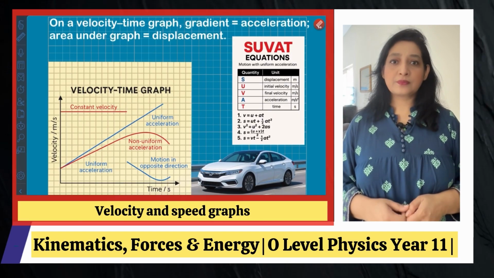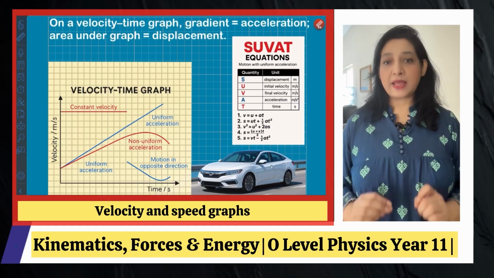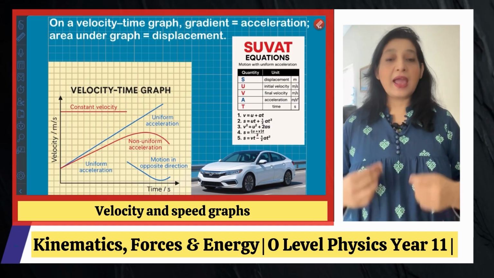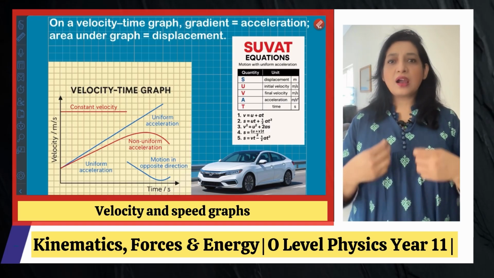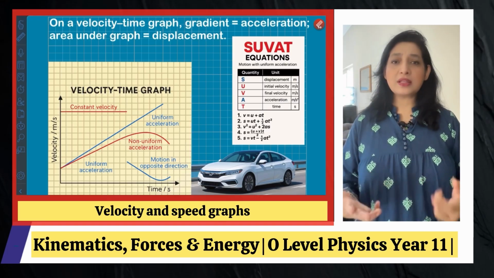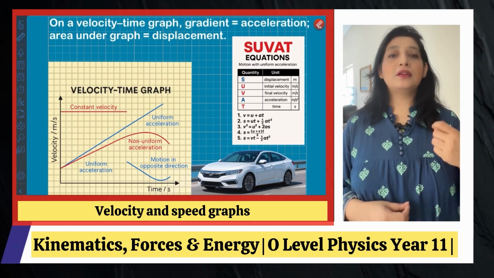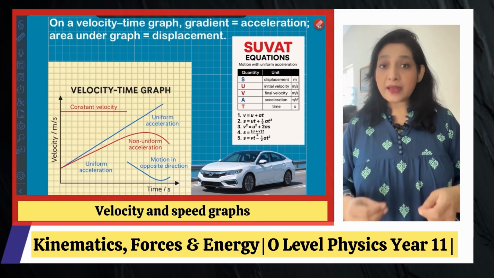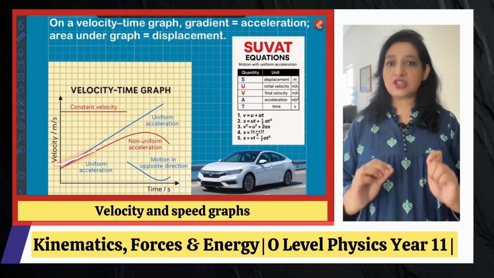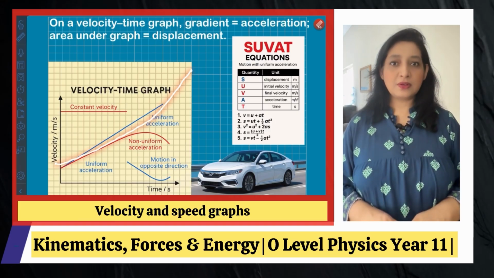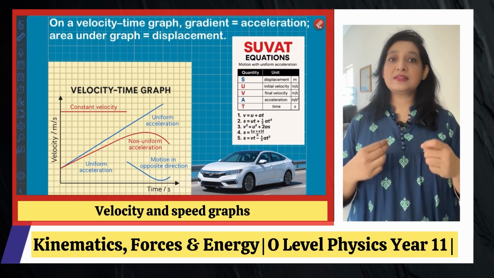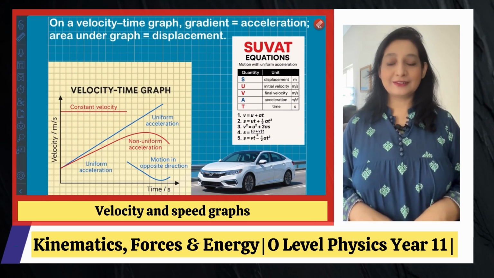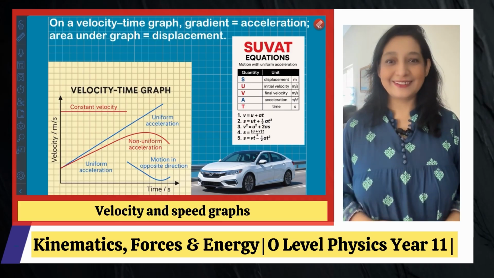Case 4, non-uniform acceleration, a curved line, not straight. Acceleration changes continuously. For example, a rocket launching, speed increases rapidly. Here acceleration is equal to the changing slope of the curve. You can find instantaneous acceleration by drawing a tangent. Look at the screen.